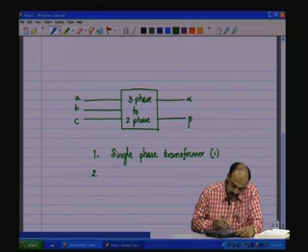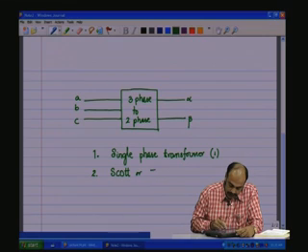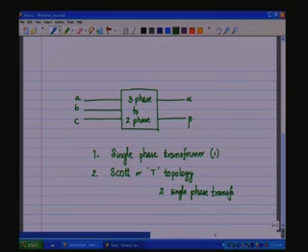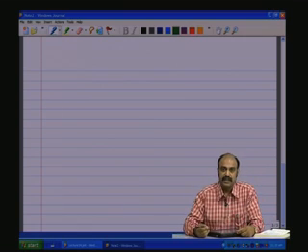In the other method, it is called the Scott or the T topology, where 2 single phase transformers are used. 2 single phase transformers are required. Let us have a brief discussion on these 2 topologies before going on to the next topic, because they are interesting, and then it can have some interesting and ingenious applications.